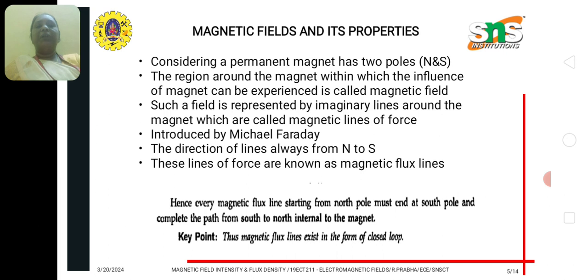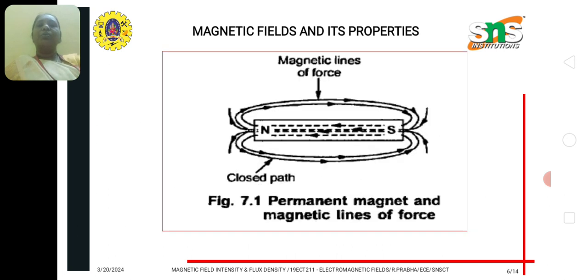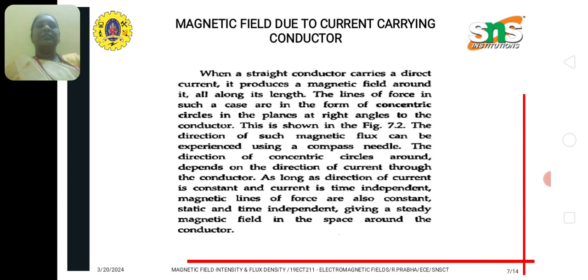Every magnetic flux line starting from the north pole must end at the south pole and complete the path from south to north internal to the magnet. So the magnetic flux lines always exist in the form of closed loops. The diagram shows the magnetic lines of force or flux lines. They start from north and end towards the south, and these are the flux lines in a permanent magnet.